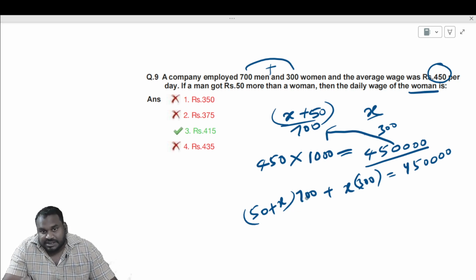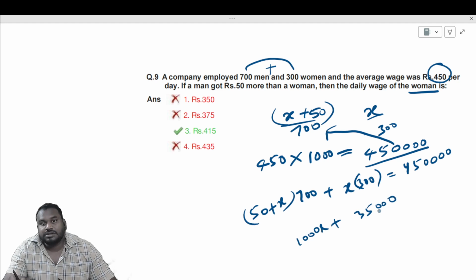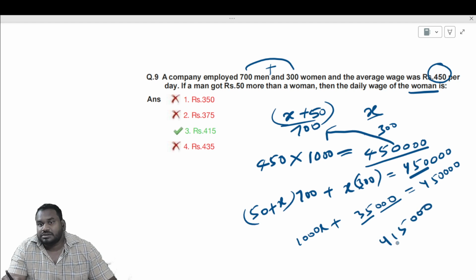Now x into 700, x into 300, that is 1000x. 1000x plus 50 into 700, which is 35,000. Here, 35,000 is there and 450,000 is there. So I need to subtract 35,000 from 450,000. We are going to get 415,000. And it should be divided by 1,000 to get the value of x. Now, the value of x is what?